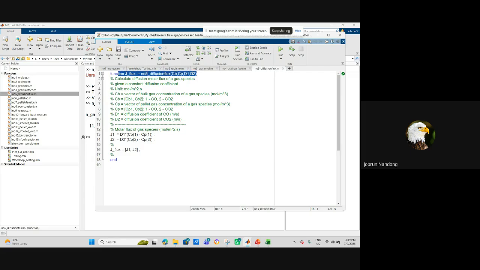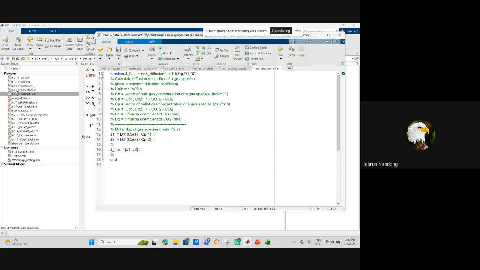The function calculation actually J1 and J2. And then this one is to vectorize it so that you can export it out as a J1, J2. So J flux here contain two values. One is for J1, the other one is for J2. So very simple one anyway.